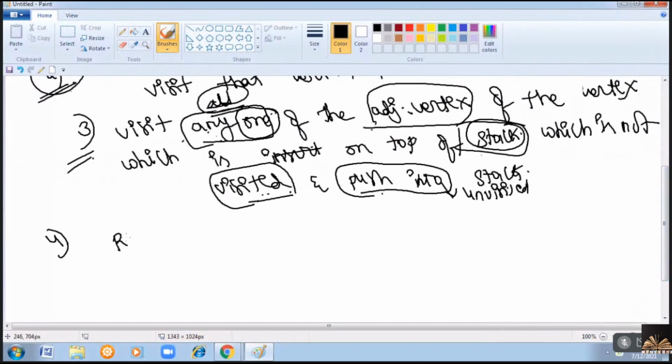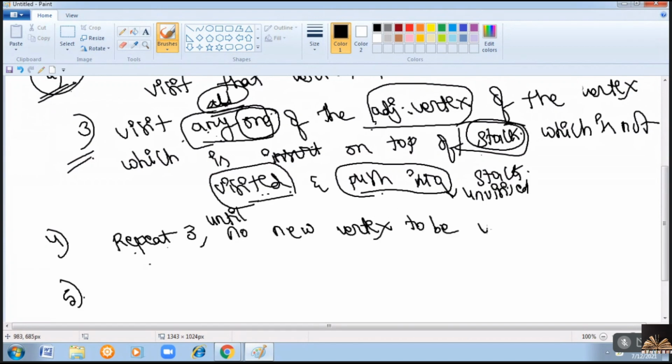And repeat the above step until there are no vertices to be visited for the vertex which is the top of the stack. When you don't have such a vertex, that means when you don't have a new vertex which is to be visited, then you can say no new vertex to be visited.